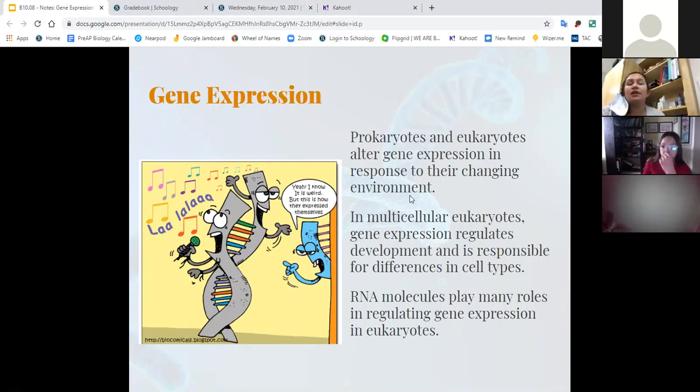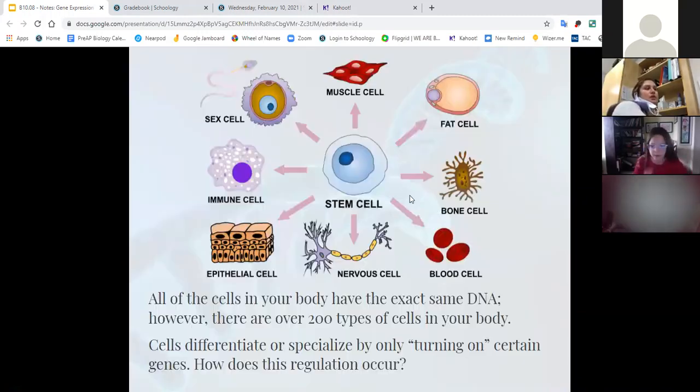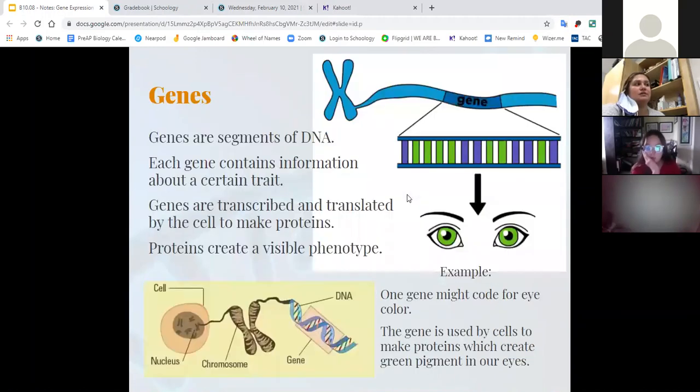In multicellular eukaryotes, like animals and plants, gene expression is going to regulate the development, and it's responsible for those different types of cells, like that picture I just showed you. This is what it's going to be doing. That's what gene regulation does.